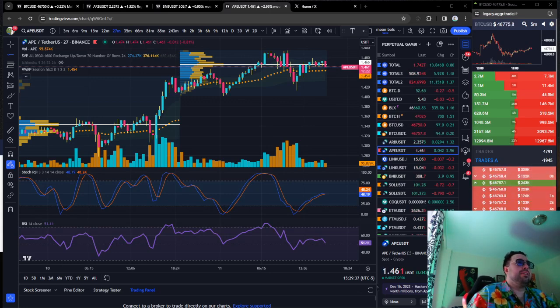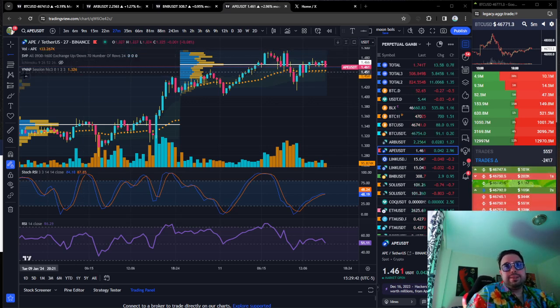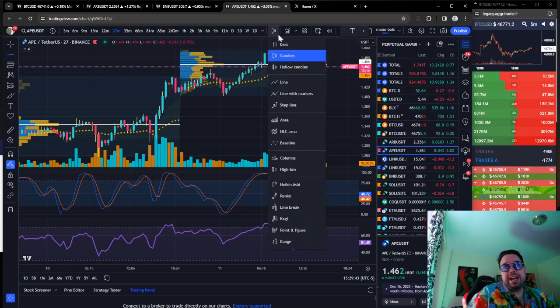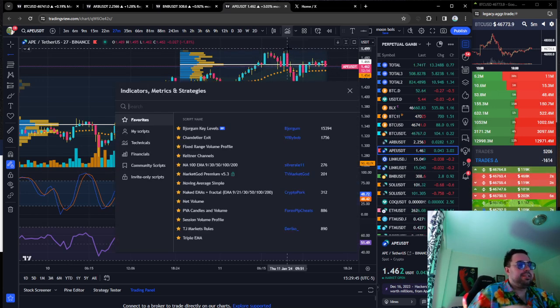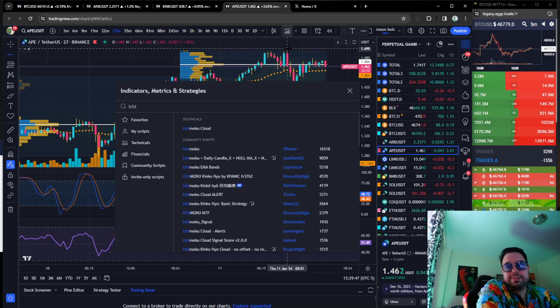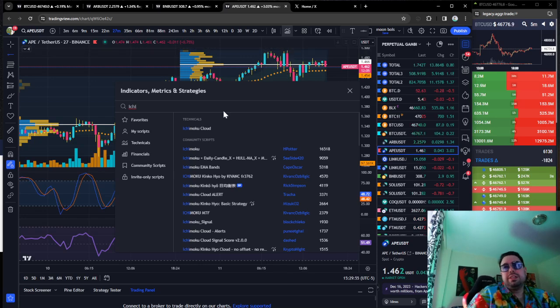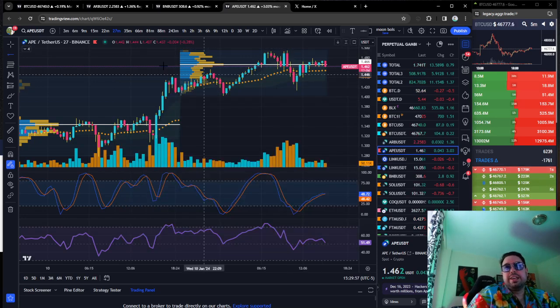We are going to be going over the Ichimoku Clouds, also known as the Ichimoku Cloud. And without further ado, let's get into it. How do you find the indicator? Very simple. You go to TradingView, you type in Ichimoku, you add it onto your chart, and then you're going to end up with something like this.